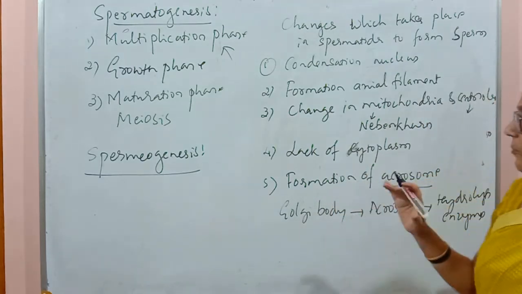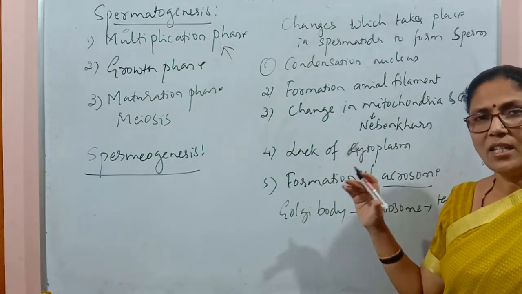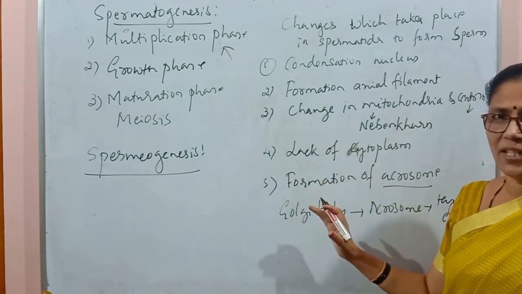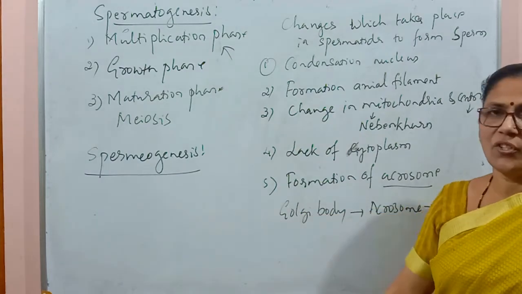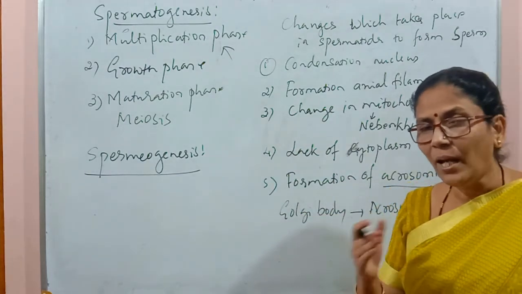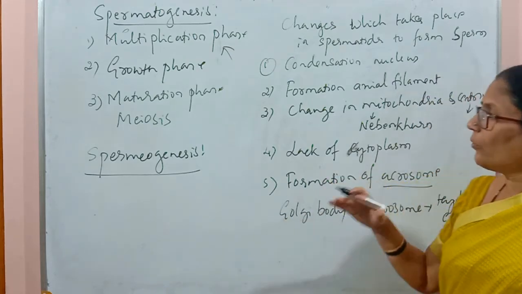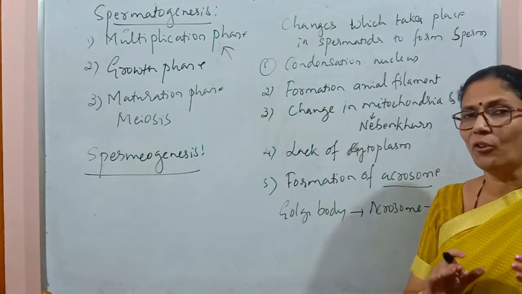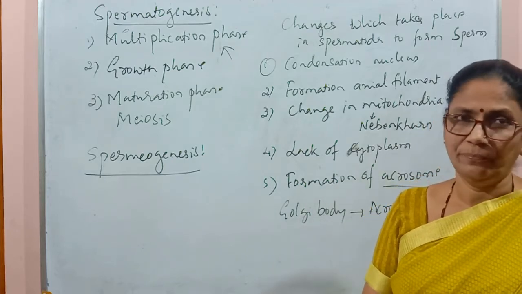So these are some of the morphological and physiological changes taking place during spermiogenesis, which convert a non-functional, inactive, non-motile spermatid into an active, functional, motile sperm. We are going to label and draw all these changes while we draw the completely mature sperm structure.